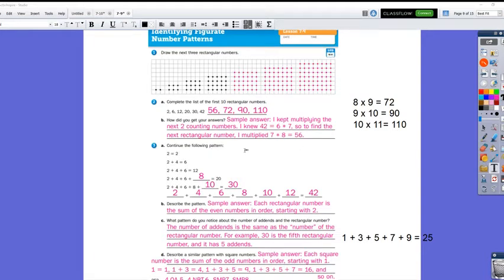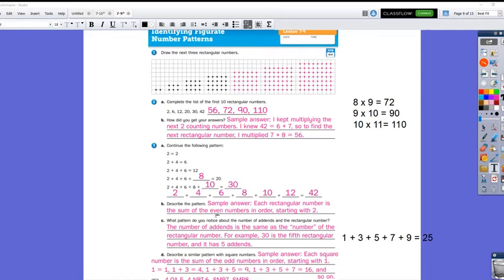Continue the following patterns. 2 is equal to 2. 2 plus 4 equals 6. 2 plus 4 plus 6 equals 12. 2 plus 4 plus 6 plus 8 equals 20. 2 plus 4 plus 6 plus 8 plus 10 equals 30. 2 plus 4 plus 6 plus 8 plus 10 plus 12 equals 42.